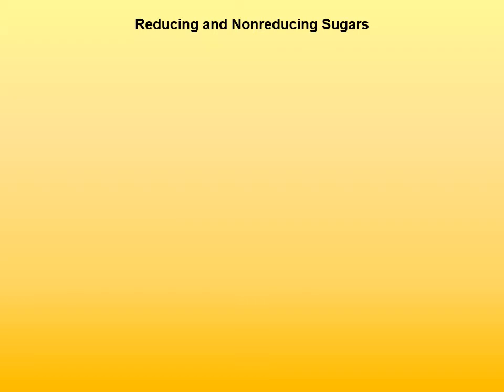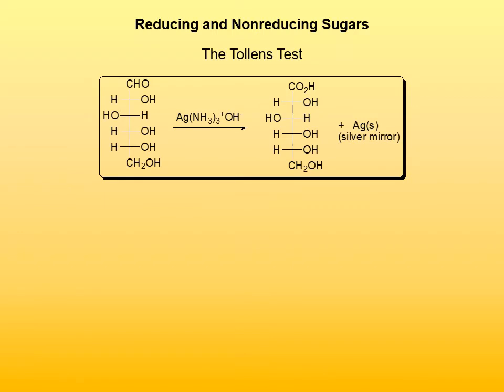As it happens, ketones under reaction conditions could be isomerized to aldehydes, and that means that in turn ketones or ketoses could also be reducing sugars. So let's examine that. One mild oxidizing agent or oxidizing reagent is Tollens reagent. A Tollens reagent is a basic solution of silver nitrate. It's actually silver 1 plus ion that is complexed with ammonia in a solution of sodium hydroxide.